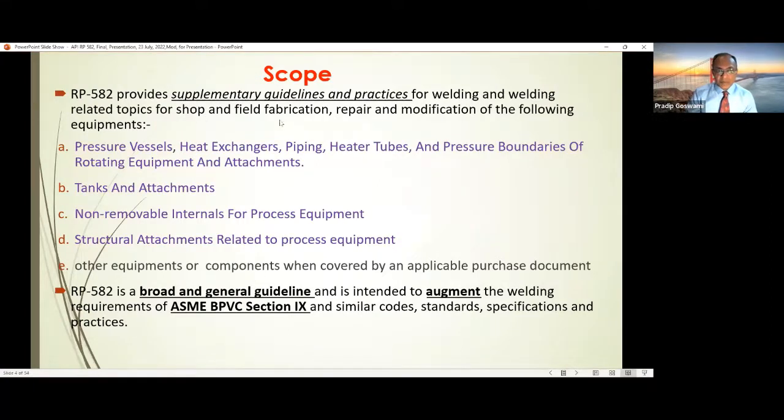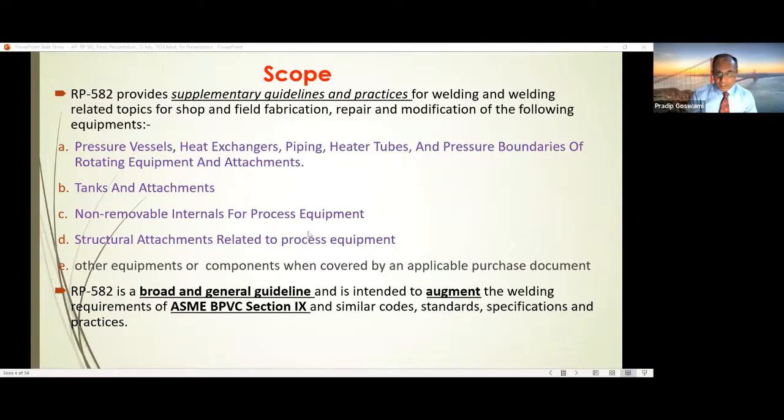As you can see here, this RP provides the supplementary guidelines for welding and welding related topics for shop and field fabrication, repair and modification of the following equipment. These are vessels, exchangers, piping, heater tubes, and various pressure boundaries of rotating equipment and the attachments. It covers tanks and attachments also, non-removable internals for the process equipment, and structural attachments related to process equipment.